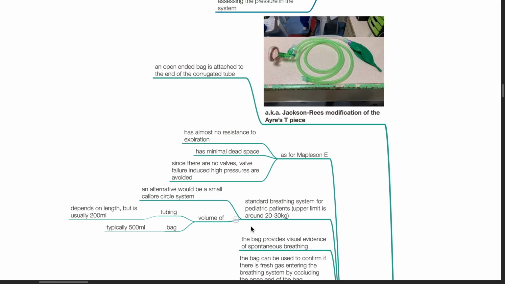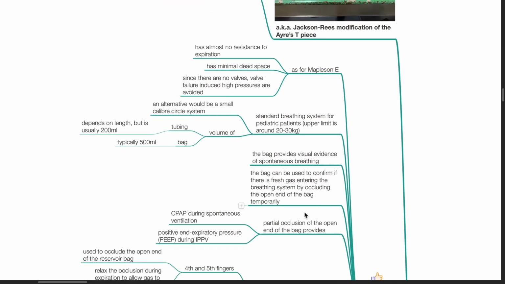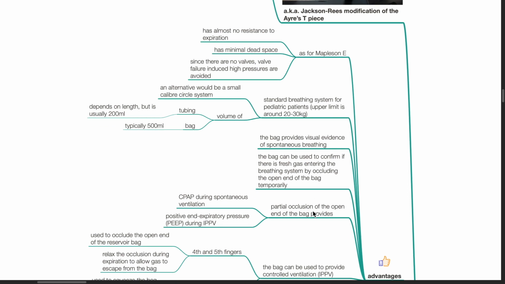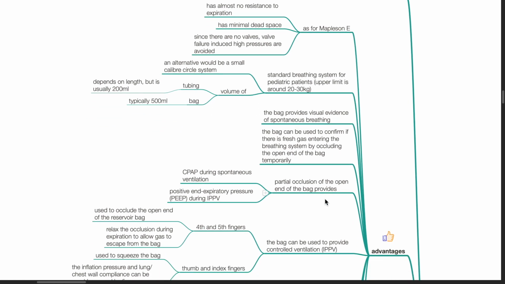The bag provides visual evidence of spontaneous breathing. The bag can be used to confirm if there is fresh gas entering the breathing system by occluding the open end of the bag temporarily. Partial occlusion of the open end of the bag provides CPAP during spontaneous ventilation and positive end expiratory pressure during IPPV.